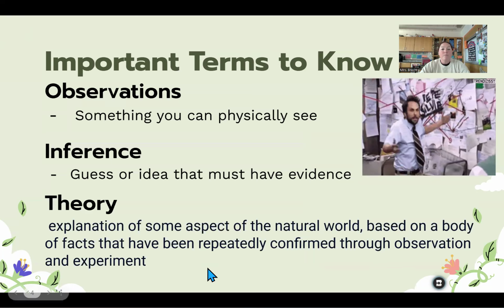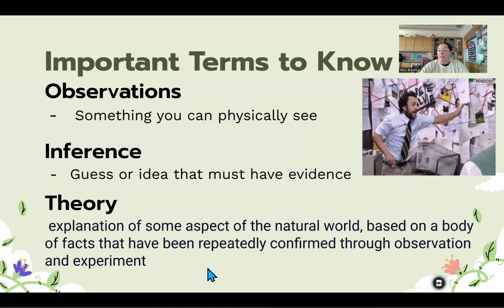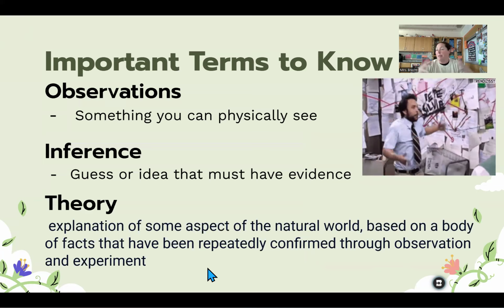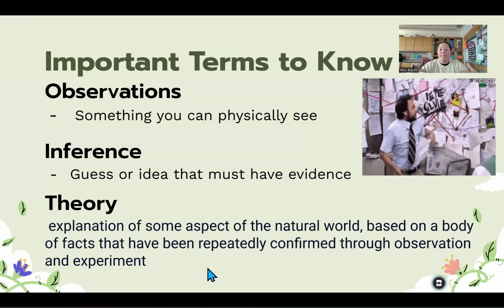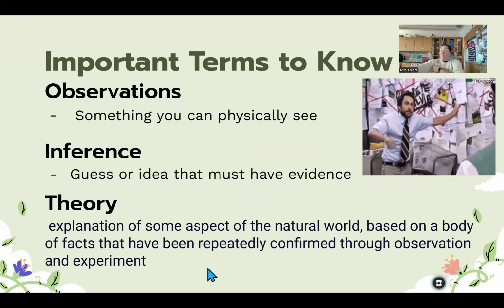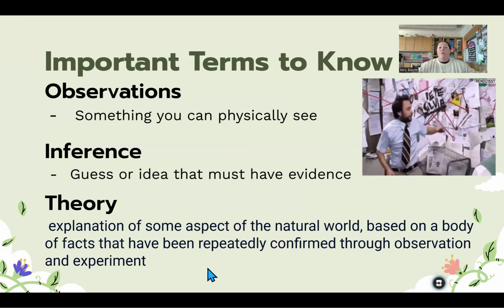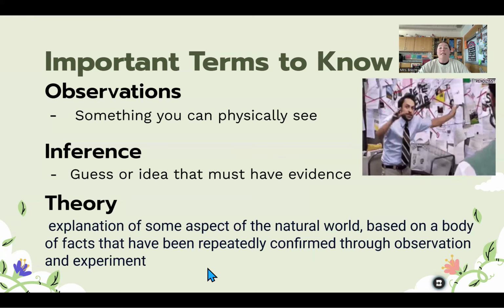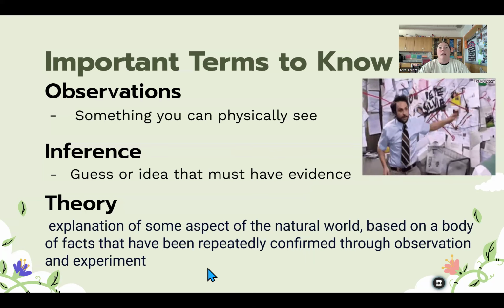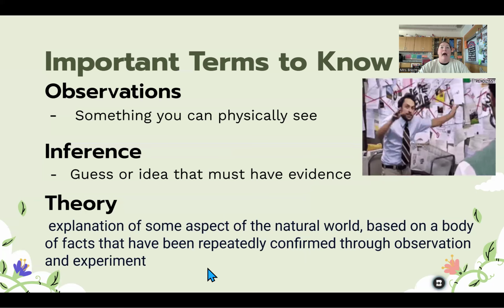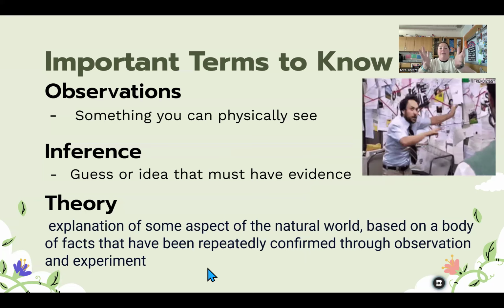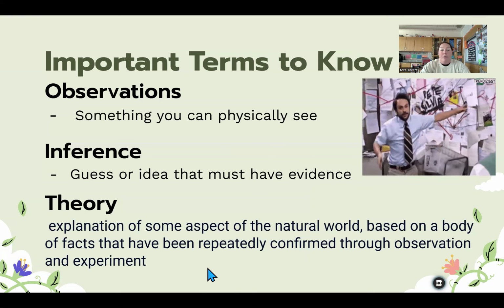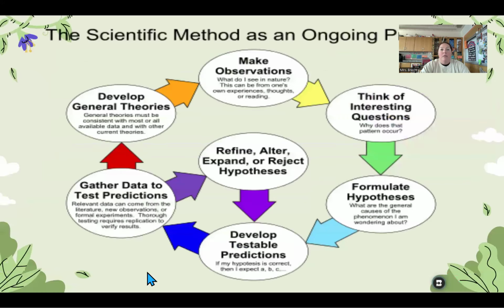And then a theory is the explanation of some aspect of the natural world based on a body of facts or a body of evidence that have been confirmed through observation and experiment over and over and over again. So things that we have studied and looked at and analyzed and evaluated many, many, many times, eventually all of that information comes together to form a theory of what actually happened.